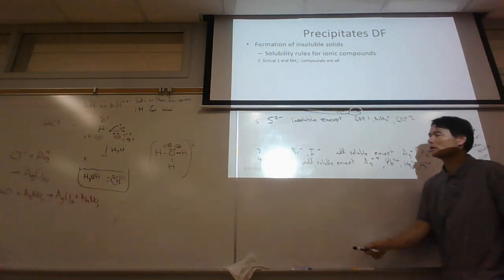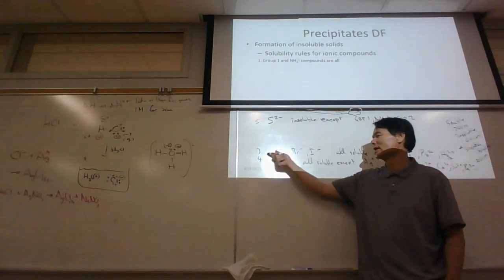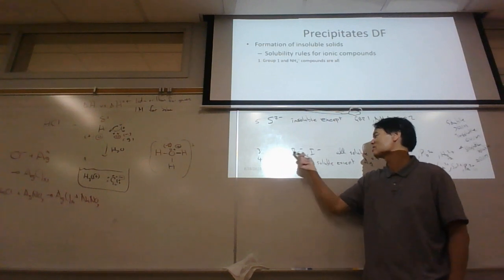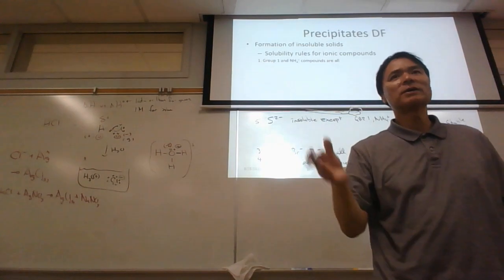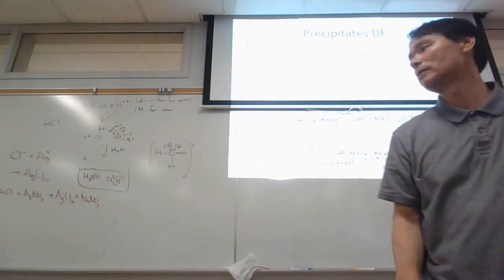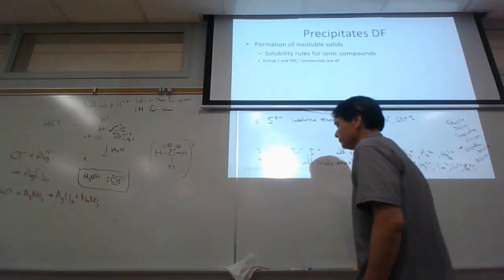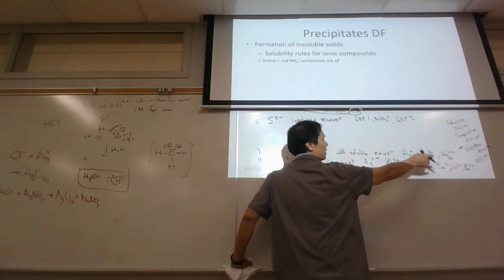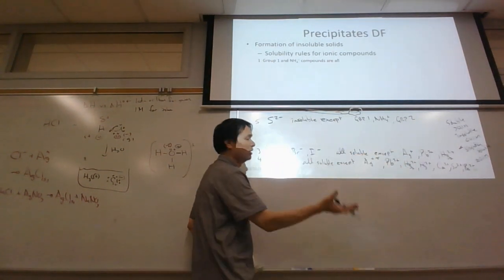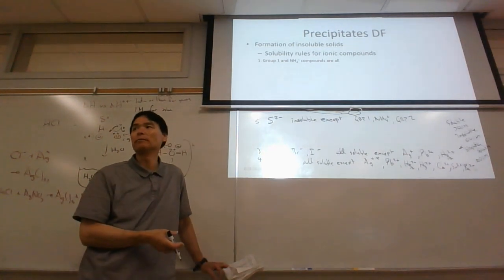And up here, chlorides, bromides, and iodides, where's fluoride? Fluoride's missing. Well, fluoride has too many exceptions. So if you need to find fluoride, it's best to look in the book to see if it's soluble or not. But here, I call this group 2 rather than calcium, strontium, barium because now I can include magnesium in there.